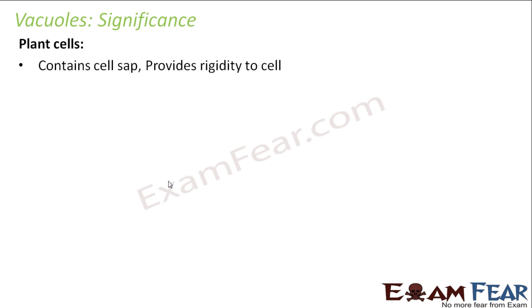Okay. What is the significance of the vacuole? What purpose does it serve? In plant cells, it contains cell sap and therefore provides rigidity to the cell. So it makes the plant cell quite rigid. There are several things which provide rigidity to the plant cell. For example, you have the cell wall, which is an additional feature of plant cells, and that also provides rigidity to the plant cell. Similarly, these vacuoles contain a fluid known as cell sap. Because of the presence of this fluid, it provides rigidity to the plant cell.